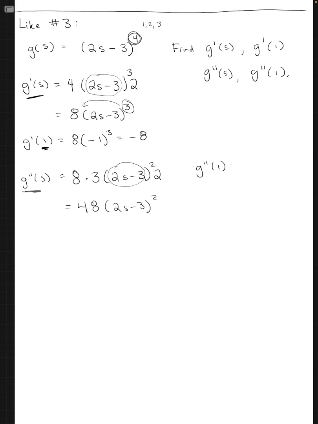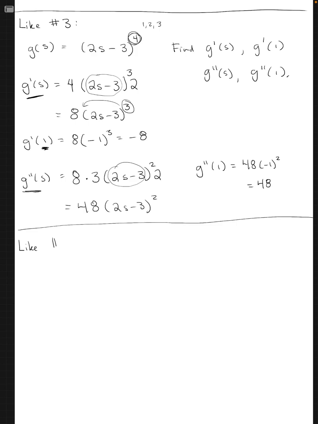And then g double prime of 1, we get 48 times negative 1 squared. So positive 48. Okay, so that should be all of them that have a problem with chain rule.